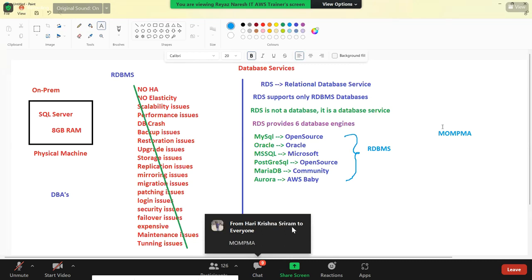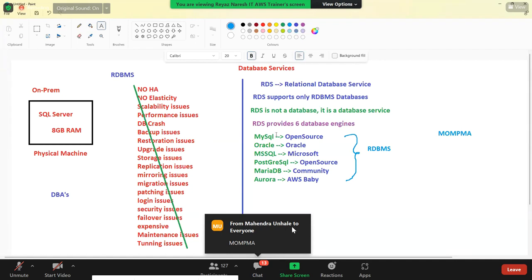Got it, guys? Everyone understood? So DBA is not required anymore. If everything is handled by AWS, what is the use of DBA here? What is the use of DBA? And now, again, I'm telling you this thing.